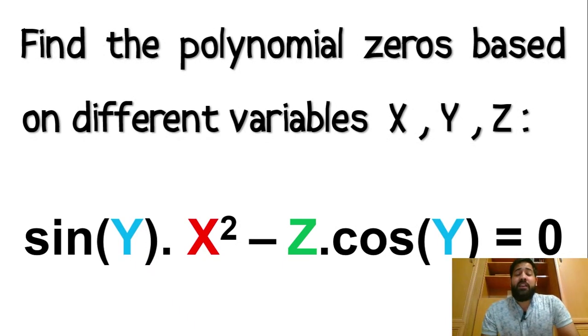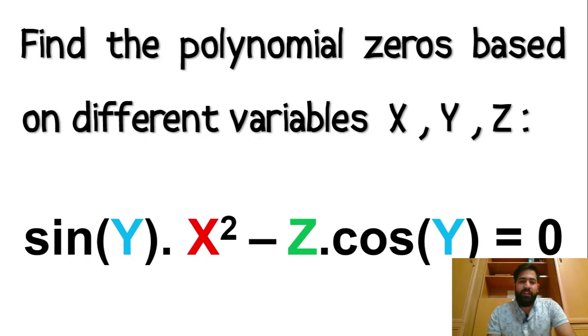So let's find the polynomial zeros based on the different variables x, y, and z. My friend, pay attention. We have three variables, x, y, and z. So here we have one polynomial and three variables. How do we solve this multivariable equation? We can take one of the variables as our variable and treat the other variables as normal numbers, and solve the equation based on that variable.